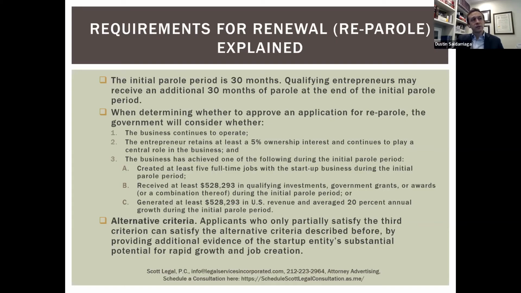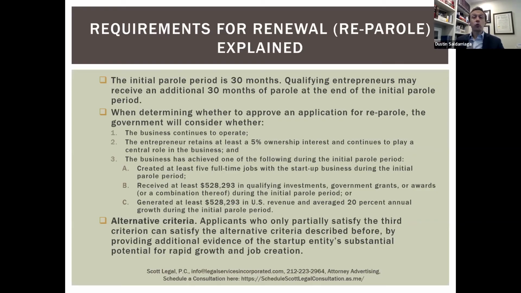The business also must have achieved one of the following during the initial parole period. It must have created at least 5 full-time jobs with the startup business. It must have received at least $528,293 in qualifying investments, government grants or awards, or a combination thereof during the initial period. Or it needs to have generated at least $528,293 in US revenue and average 20% annual growth during the initial parole period of 2.5 years. The reason these numbers look a little funny is that they are pegged to inflation. So they did go up a little bit from the initial dollar amounts.